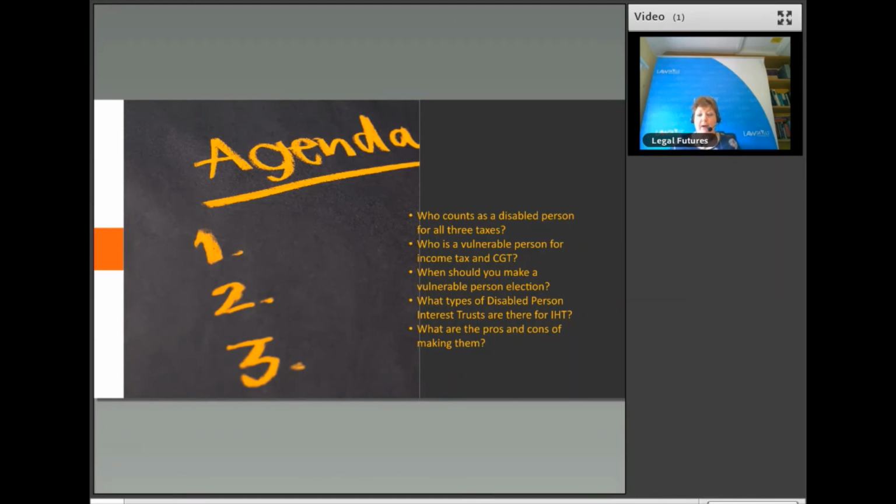So I've divided the webinar into 5 parts. First of all, we'll look at who counts as a disabled person for all 3 taxes, income tax, capital gains and inheritance tax. And then we'll look at the income tax and CGT scheme, which is about vulnerable persons and when you should make a vulnerable person election. And then we'll switch taxes and go to the inheritance tax side and look at the different types of disabled persons' interests. And then we'll weigh up the pros and cons of whether you go for a DPI or an ordinary plain vanilla discretionary trust.